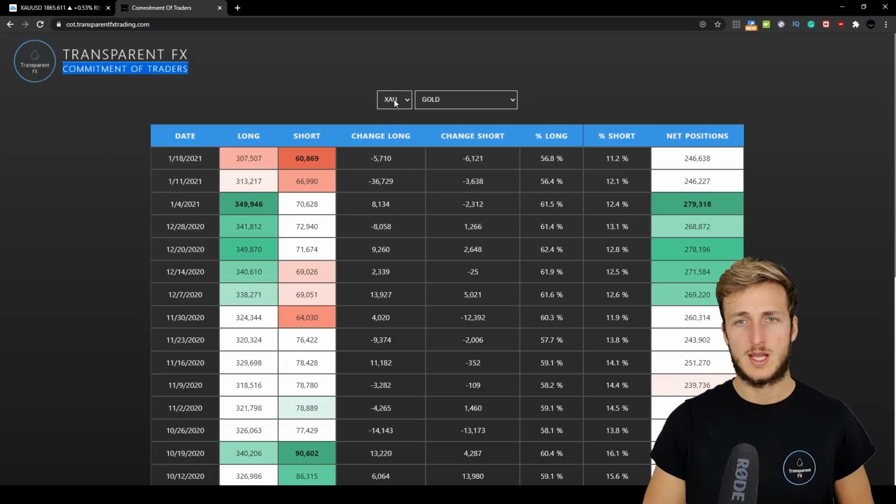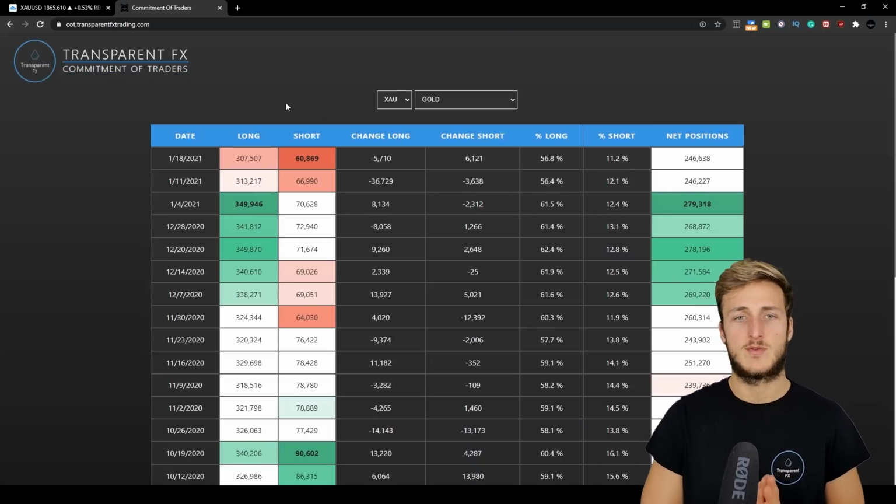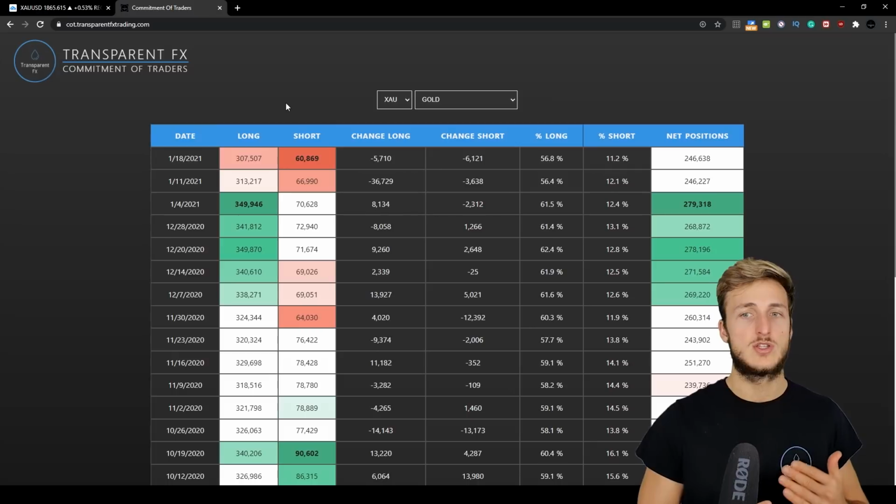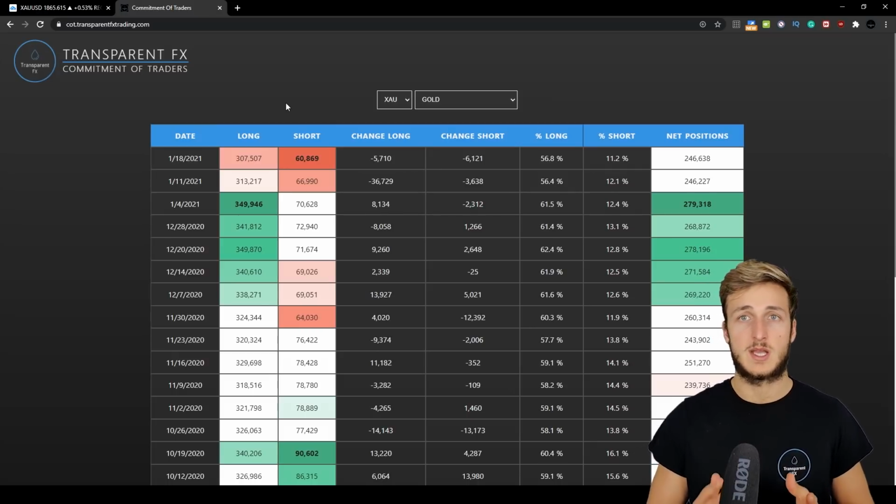Before I show you that, let's first go and see what we have from a COT perspective. Commitment of Traders perspective, which is what hedge funds are doing in the market.